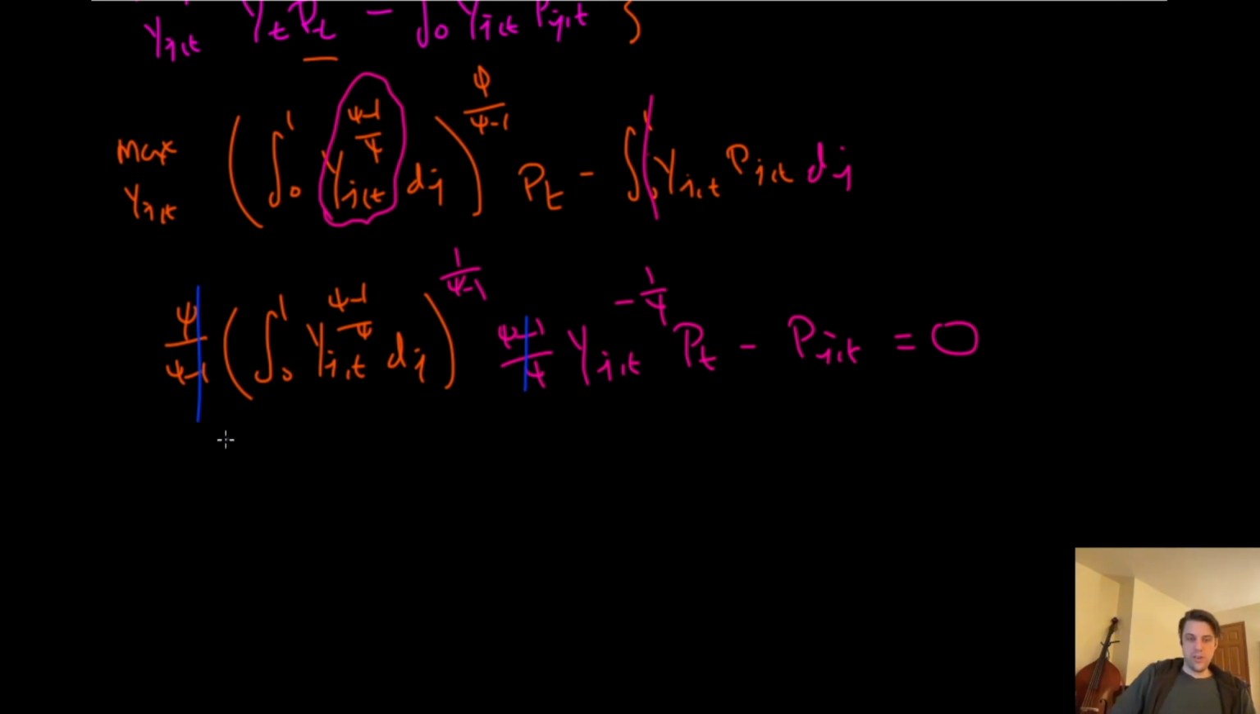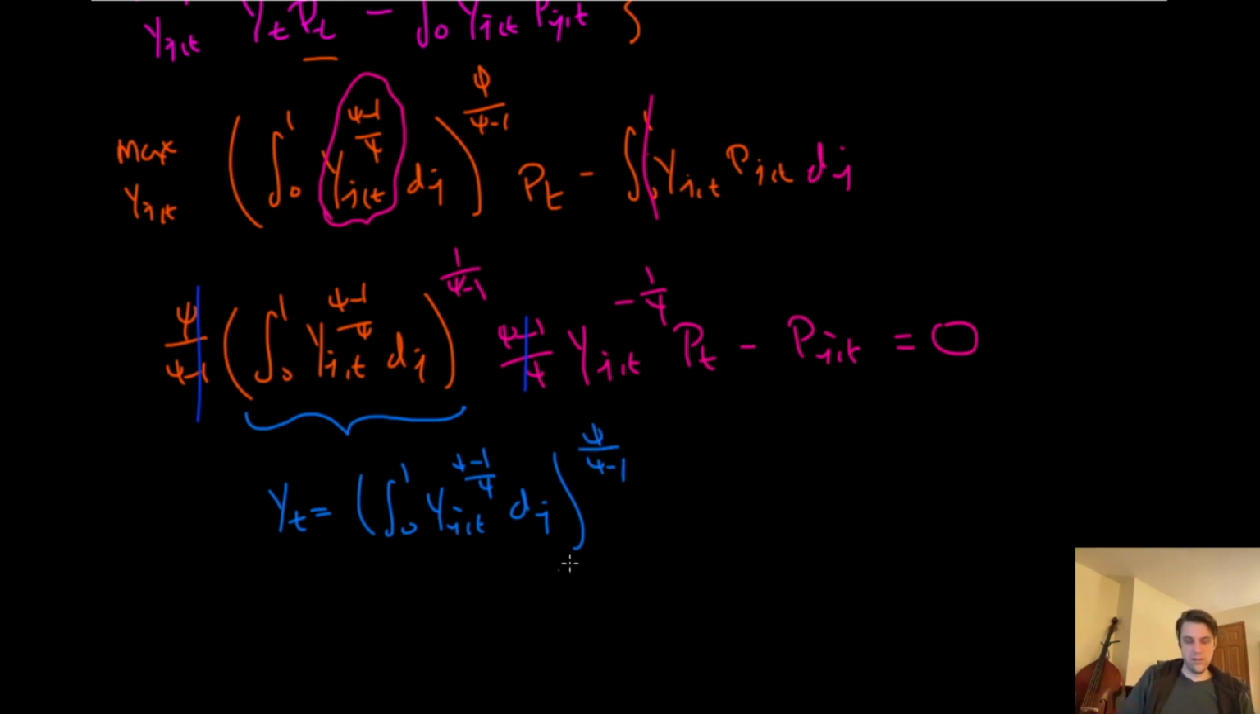And now we want to do another tucking trick. We want to replace this guy with YT. So we know that YT is equal to the integral from 0 to 1 of YJT to the psi minus 1 over psi dj, all to the psi over psi minus 1. So we need to stare at this. We need to ask ourselves, what can we raise both sides of this to? So I want to raise this whole thing to the x, such that the output is what we have right here.